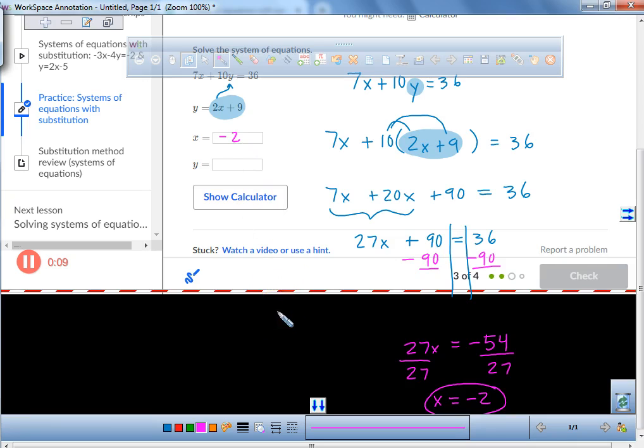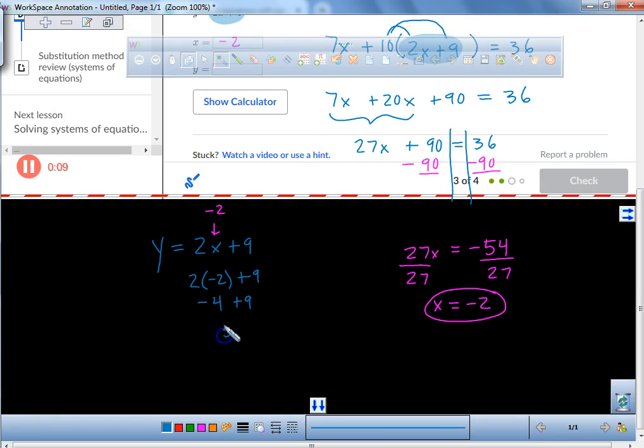Now, once you get your first answer, the second part's super easy, because literally you can take that negative 2 and plug it in right here. So does everybody see where it says y equals 2 times x plus 9? Now that I found x, what am I going to plug in right there? I'm going to plug in a negative 2. So I have to do 2 times negative 2 plus 9. So I took one of my answers, and now I'm substituting that in for x. And I get negative 4 plus 9, and my answer is 5.